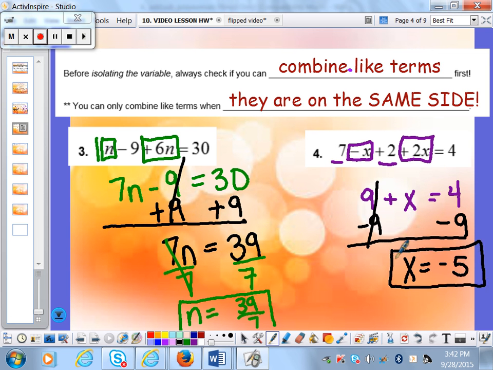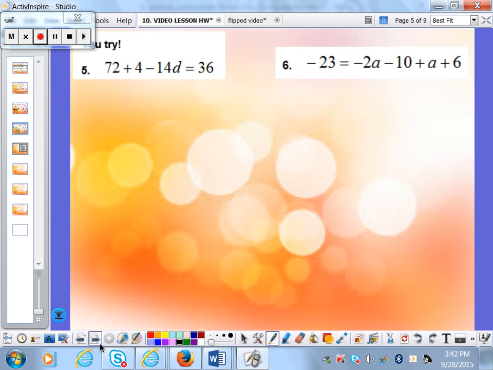So from now on, always be on the lookout for combining like terms. You might be able to combine your terms that have variables, and you may even be able to combine your constants sometimes. So always look for that first, and then solve using your properties of equality that we used in class today. So the last 2 are for you to try, number 5 and number 6.